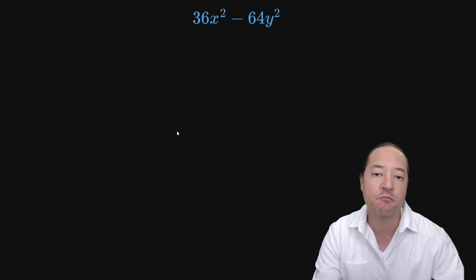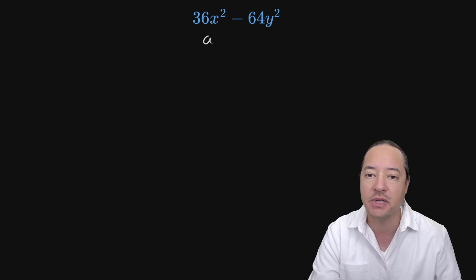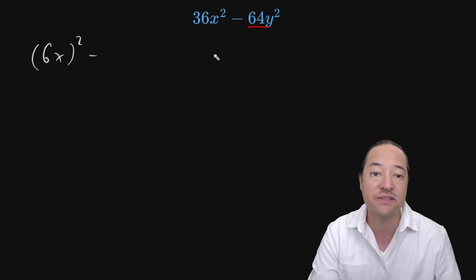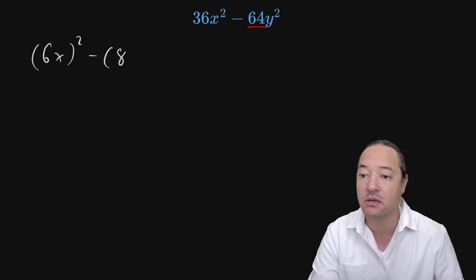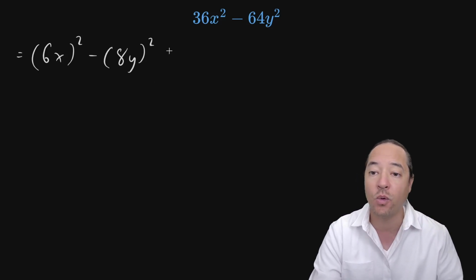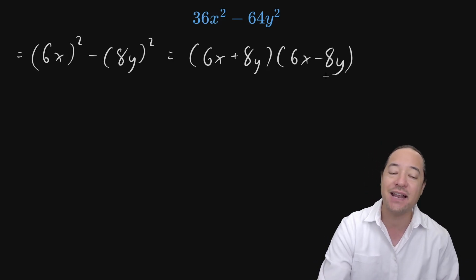For this one, we can do exactly what we just did, right? So we can think of this as some a squared minus b squared. In this case, a would have to be 6x, so we can think of this as 6x quantity squared minus, well, 64, that'd be 8y quantity squared. So this is one way we can rewrite what we have. Once we have that, this must be equal to 6x plus 8y times 6x minus 8y, just like that. Okay, that works.